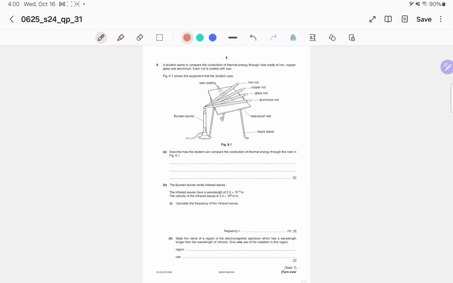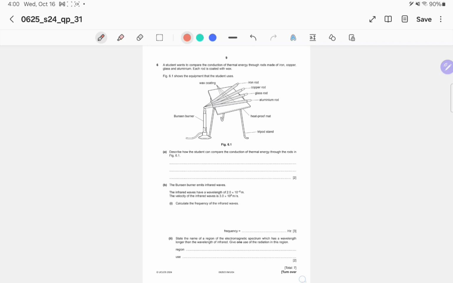A student wants to compare the conduction of thermal energy through rods made of iron, copper, glass and aluminum. Each rod is coated with wax. Describe how the student can compare the conduction of thermal energy through the rods. Here it is being heated, so the wax will melt after a certain time. One thing is how much wax it melts or how much time it takes to melt the wax. The amount we cannot measure, so time we can take into consideration here.